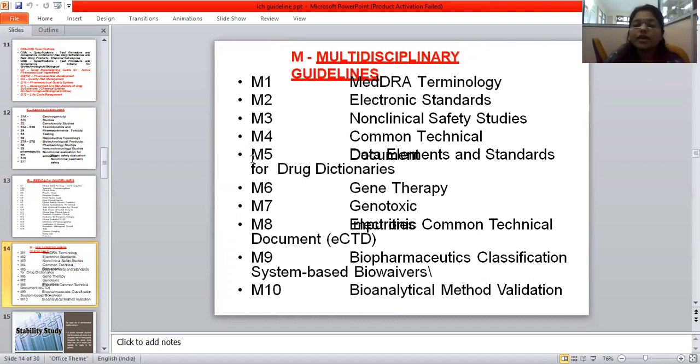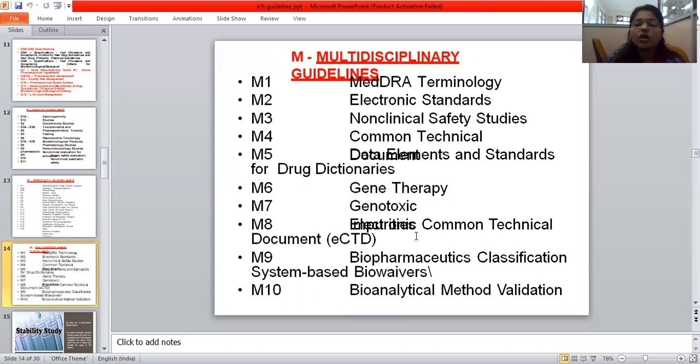For M5 guideline, we are having the element and standard for drug dictionary. So whatever the drug dictionary we are having, so whatever the standards we are having, M1 is only the terminology which is given. So whatever the dictionary is having the terminology, it is given in this, and also the data and standard of that particular dictionary which is maintained by the M5 guideline. M6 guideline, which is gene therapy, how to go for the gene therapy, what is their purpose, what is their advantage, disadvantage. So everything which is given by the M6 guideline. M7 guideline, they include the genotoxicity.